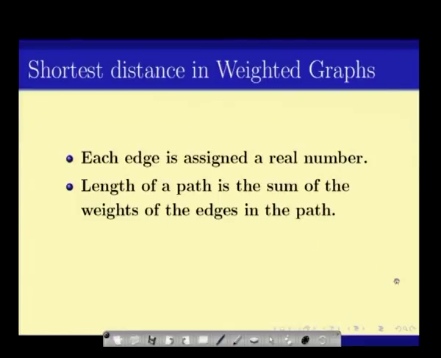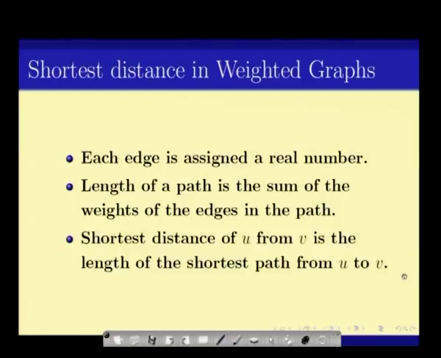So, when we have been given the edges, various real numbers have been assigned to various edges, then the length of a path is the sum of the weights on each of the edges in that path. It is no longer the number of edges in that path, it is the sum of the weights of edges in this path. And the shortest distance from a vertex to another vertex is the length of the shortest path. It seems very natural.